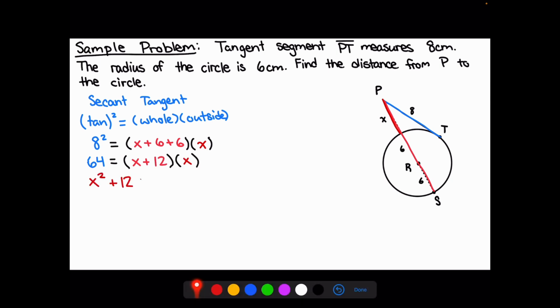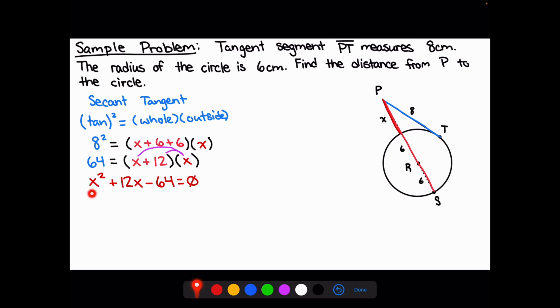Now from here, what I do is I distribute through the parentheses. So I take this x and I multiply it through. X times x gives me x squared. X times 12 gives me 12x. And then I just subtract the 64 to the other side to set the other side equal to 0. So once we do that, we now have a quadratic equation.